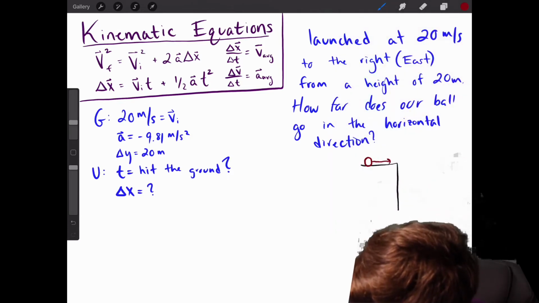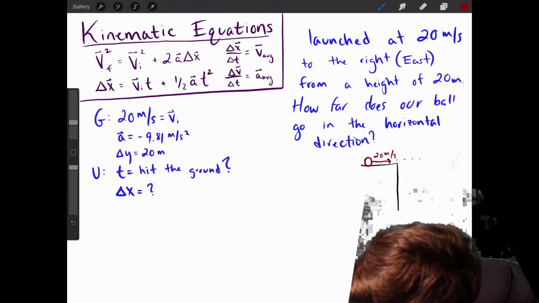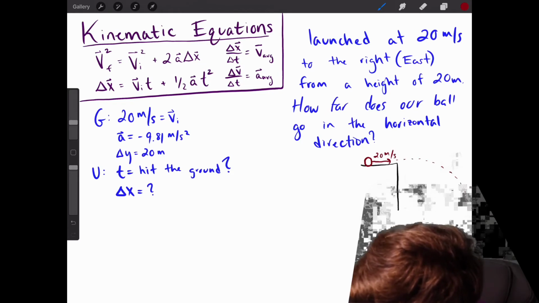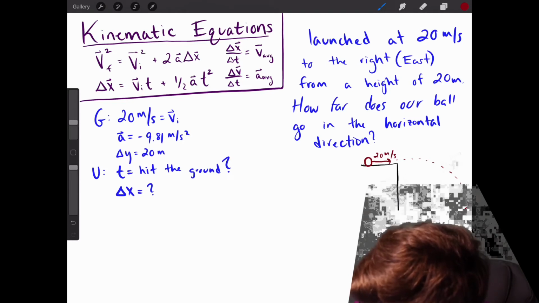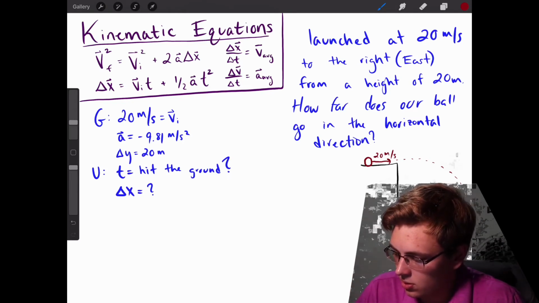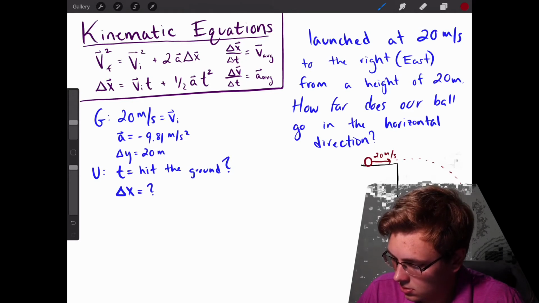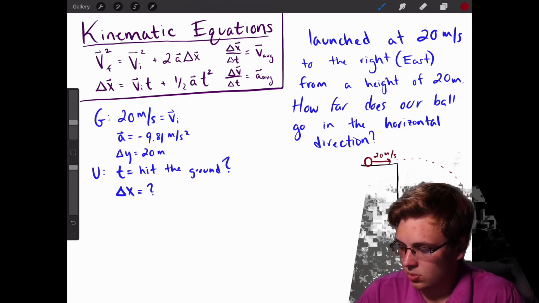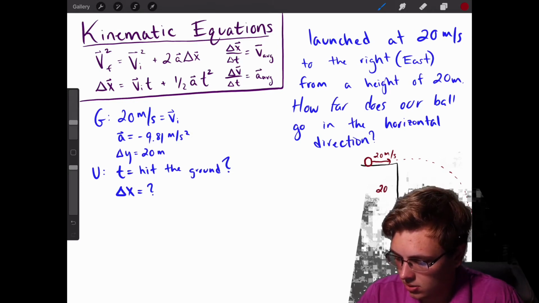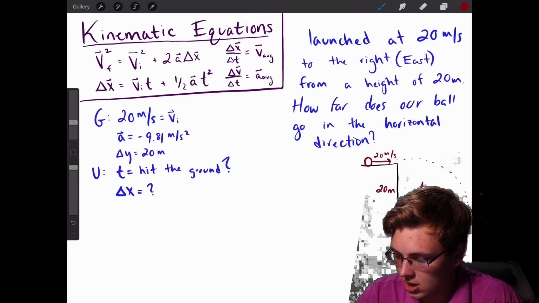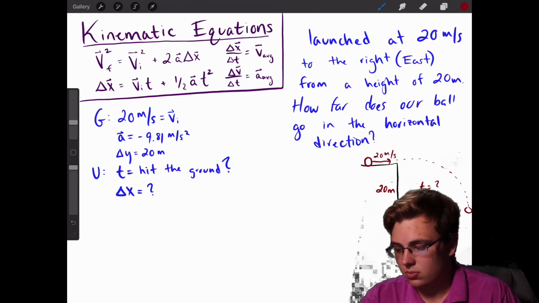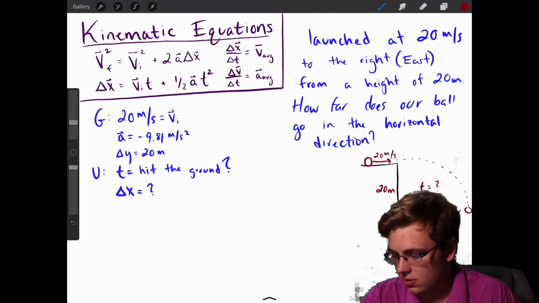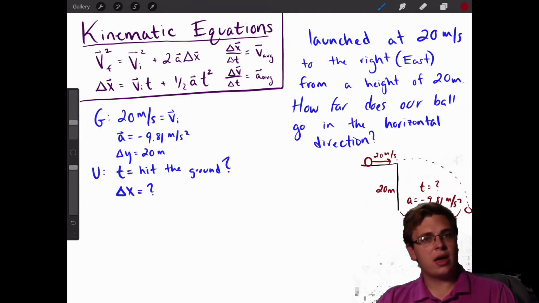So our ball starts up here. It's going this way, 20 meters per second. Now it's going to come off of here until our ball hits the ground down here. Now we don't know this change in X. We do know our Y. This is 20 meters. Our time is a question. And a equals negative 9.81 meters per second squared. So we have all of that.